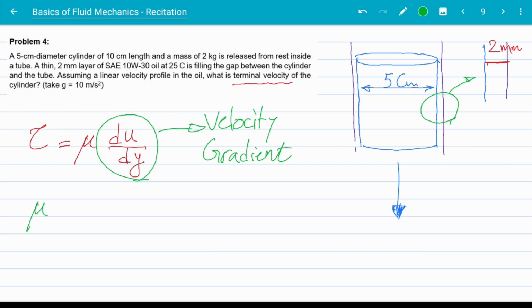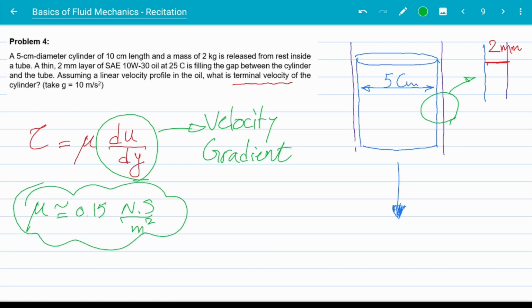Okay, so let's start with the easier part of this equation, mu. For an SAE oil with these properties, 10W-30, you can check the property tables of fluids. You can Google them or use the appendix in any fluid textbook, and you can find that mu for this specific oil at 25 degrees Celsius is roughly 0.15 N·s/m². So I got the number for mu.